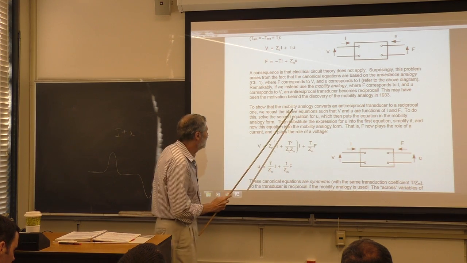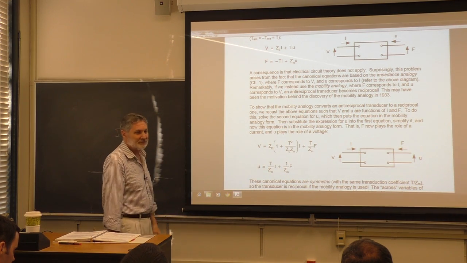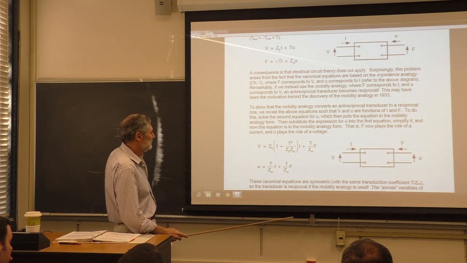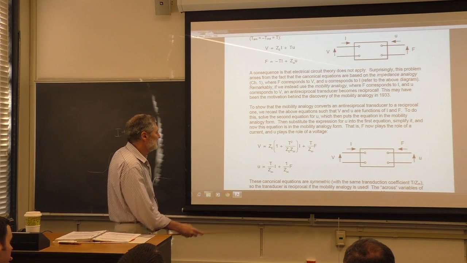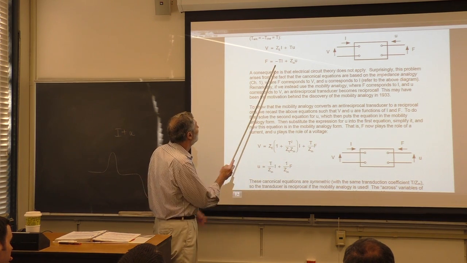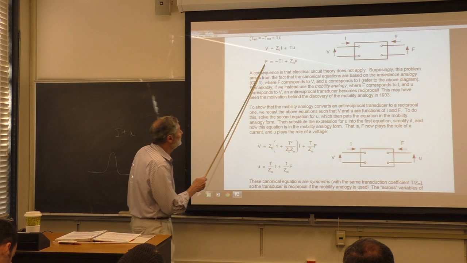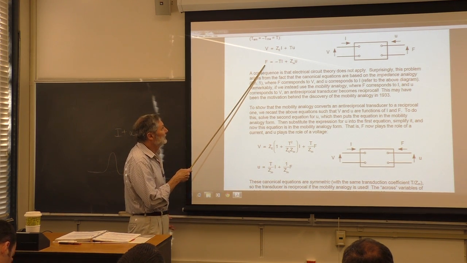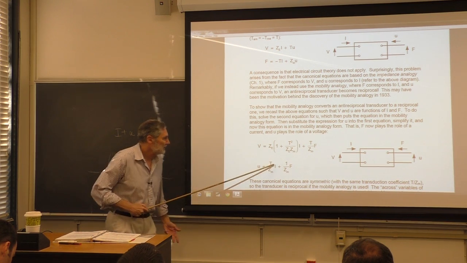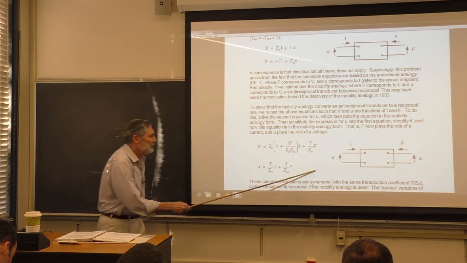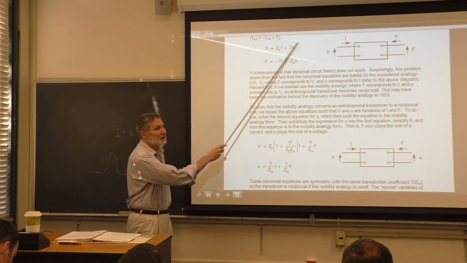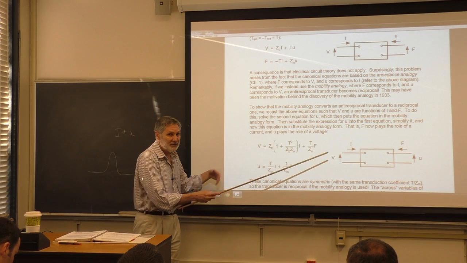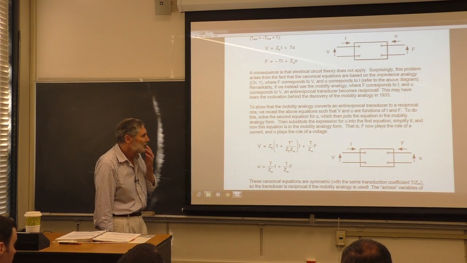Again, we want I and F as our, so what do I do here? Wait, we want I and, I'm confused. We have this equation, and we want to express U as a function of I and F. That's easy. You immediately get this. So here we've now transformed the canonical equations to the mobility analogy. Just change the variables, basically.